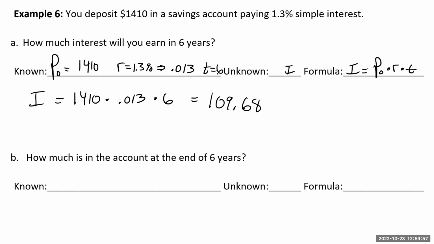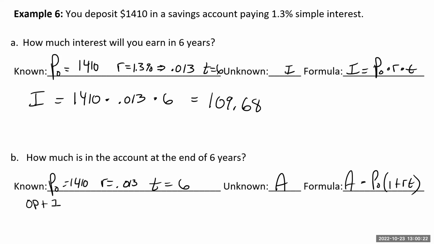All right. So remember, our initial amount is 1410. Interest rate as a decimal is 0.013, and our time value here is 6. We're not looking for the interest this time. We're looking for the amount in the account, the A value. So that formula is A equals P sub 0 times 1 plus RT. I'll show you 2 options here to do this. We'll call this option number 1. Option 1 is to use this formula. So that says A equals 1410 times 0.013.